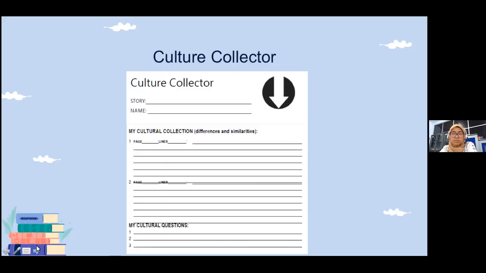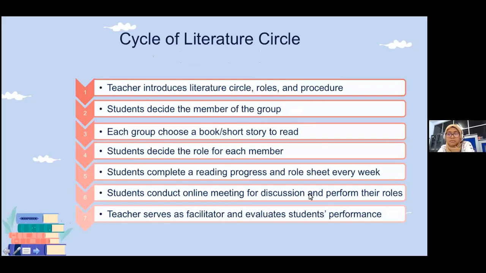For a culture collector, he will be responsible to look for both differences and similarities between their own culture and the culture found in the story. And they also make notes about 2 or 3 passages that show the culture points. And right now, we move to the next slide. It's about the implementation of literature circle.